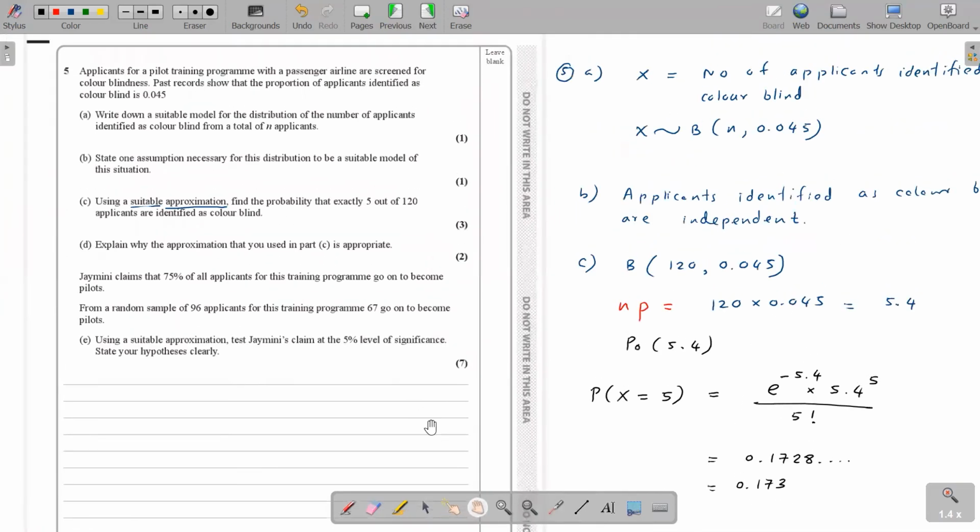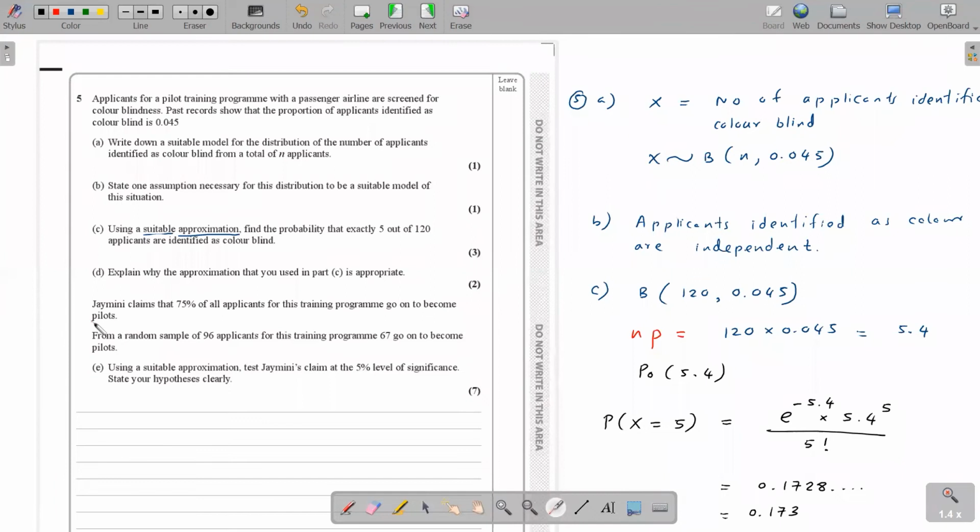The next part, I'll call this J. J claims that 75% of all applicants for this training program go on to become pilots. From a random sample of 96 applicants for this training program, 67 go on to become pilots. Using a suitable approximation, test J's claim at the 5% level of significance. State your hypothesis clearly.